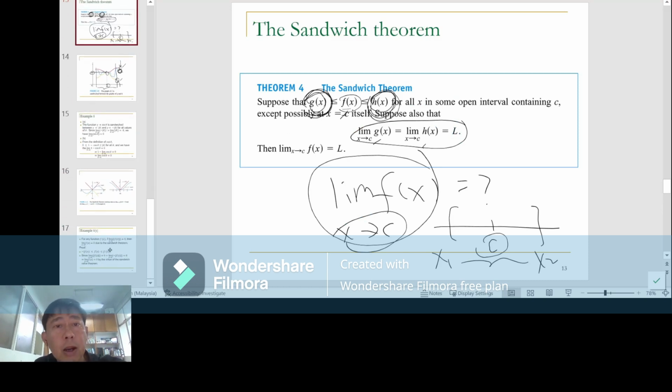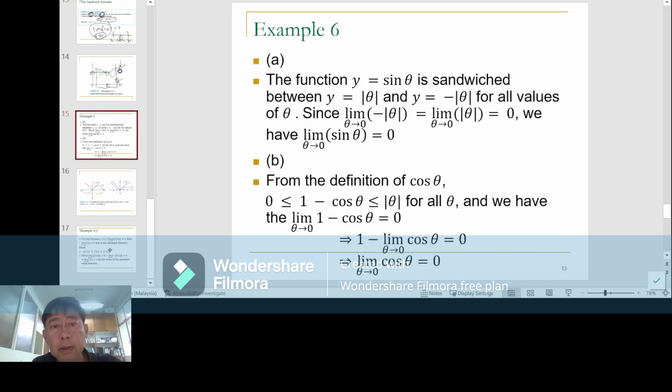And in order to understand theorem number 4 better, you look at example 6. In example 6a, we are asked to find the limit of the function sine theta when theta tends towards 0. So this is a very simple question. Everyone knows the value of sine theta when theta goes to 0. It is equal to 0, right?